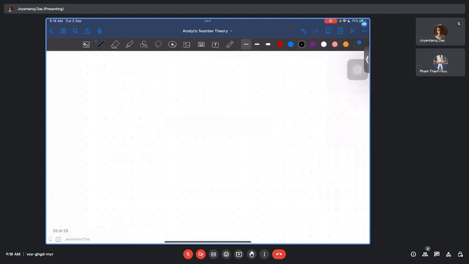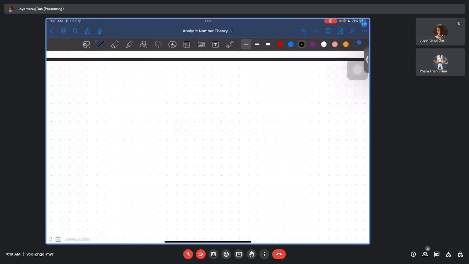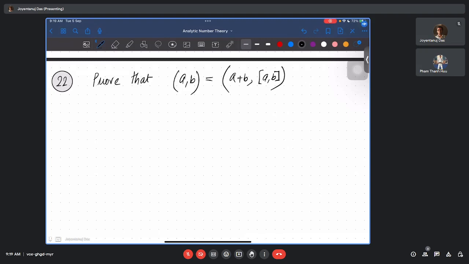So maybe you can see one application. Prove that the GCD of A and B is the same as the GCD of A plus B along with the LCM of A plus B. Try to prove it.